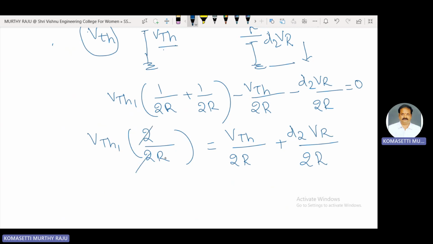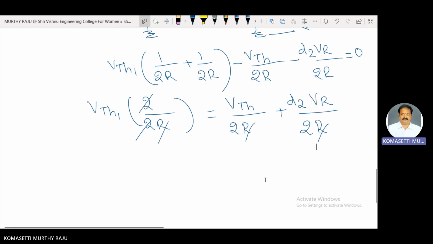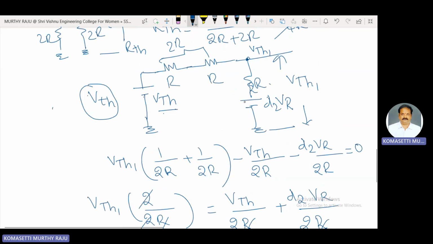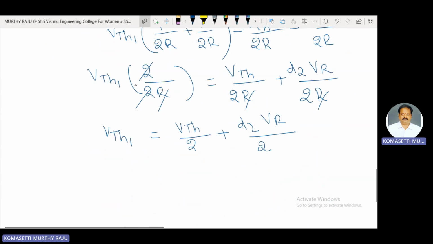2 cancel, R is cancelled. Therefore, VTH1 is equal to VTH by 2 plus D2 into VR by 2. This is the VTH1. Put in the box like that.